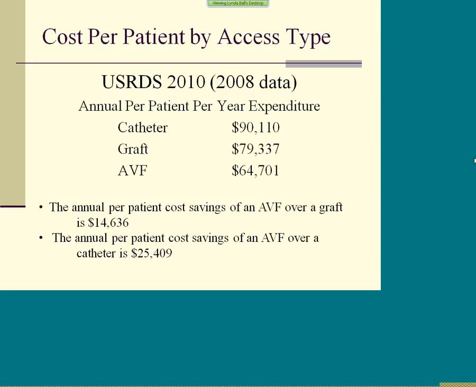Grafts is $8,600, and fistulas is $3,400. So you can see it's quite a lot of money for the differences in the access types that patients have.